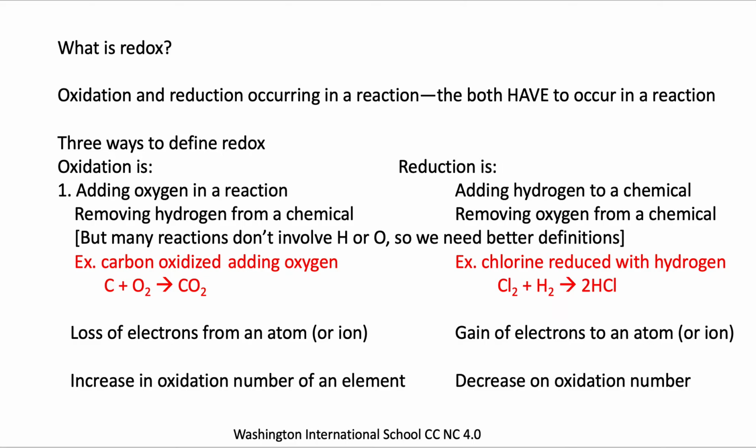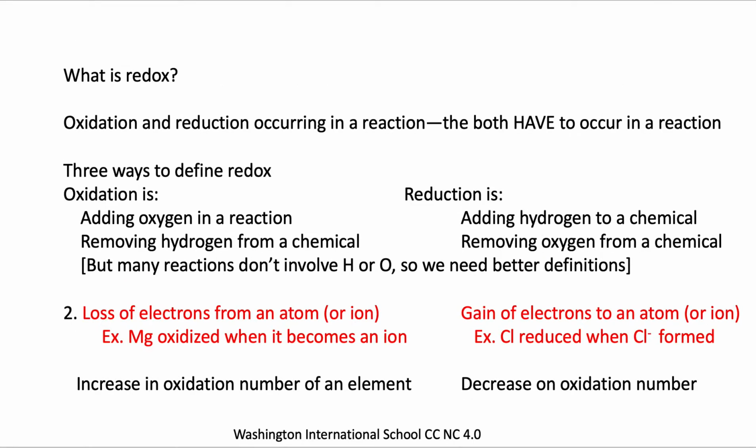So let's look at this one with adding oxygen first to carbon, making carbon dioxide. Adding hydrogen on the right hand side to chlorine, making hydrogen chloride gas. That will be reduction. And then if we look at loss of electrons, magnesium is oxidized when it becomes an ion. So Mg becomes Mg2+ plus 2 electrons. It's lost 2 electrons when it becomes the cation Mg2+.